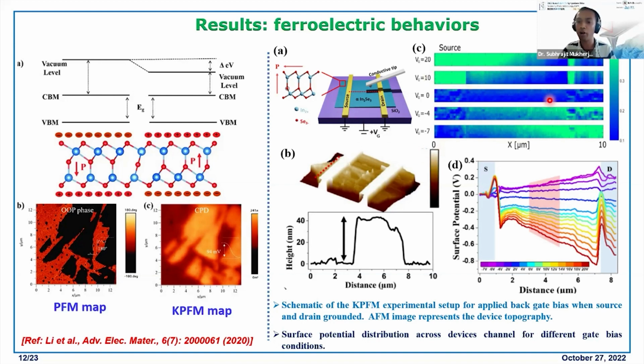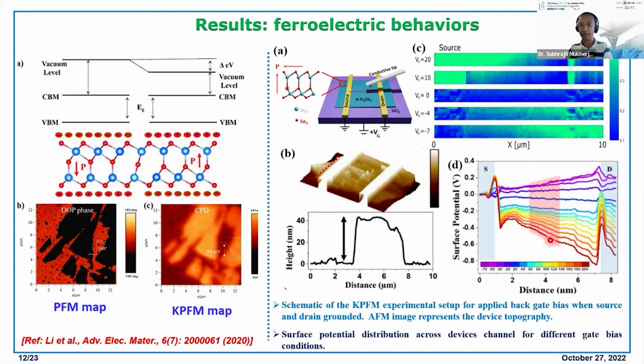You see, from positive to negative gate condition, the surface potential is changing. At the positive gate, the source electrode side has a higher voltage, and for the negative gate, the drain side potential is higher. If you plot surface potential versus channel distance for different gates, you see the source side is always 0, but there is a flip in the slope, from positive to negative.